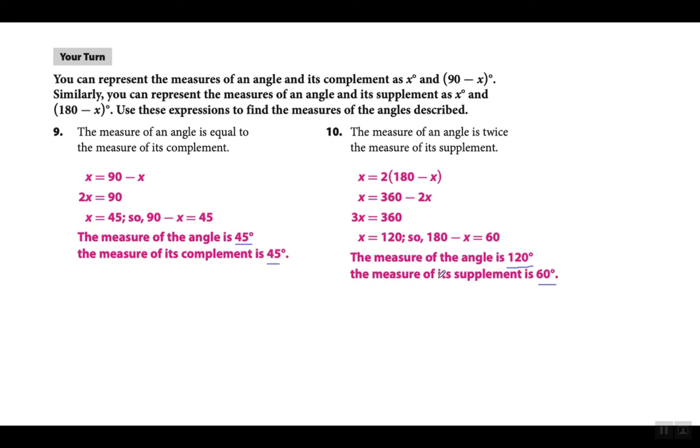Todo lo que está aquí es lo que yo expliqué. Lo único que me faltó, que debía haber hecho, es que yo encontré que la medida del ángulo es 120 y lo que no hice, el ángulo suplementario es 180 menos el ángulo que yo tenía, así que sería 60. 180 menos 120 te da 60.